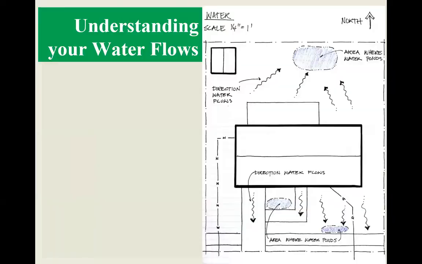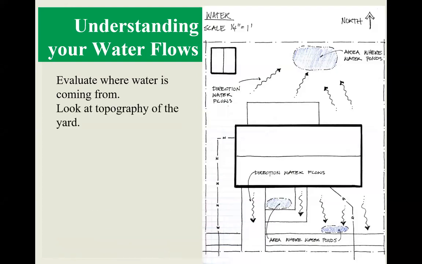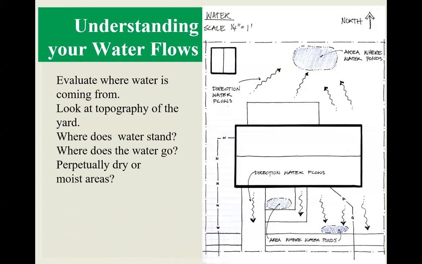You have to understand your water flows and where they're coming from. If the water comes off your neighbor's property, you need to understand where it's going. Look at the topography of your yard as well as theirs. Where does the water stand? Where does the water go? Are there areas that are always wet or always dry? And how much impervious surface do you have and what can you do about it?